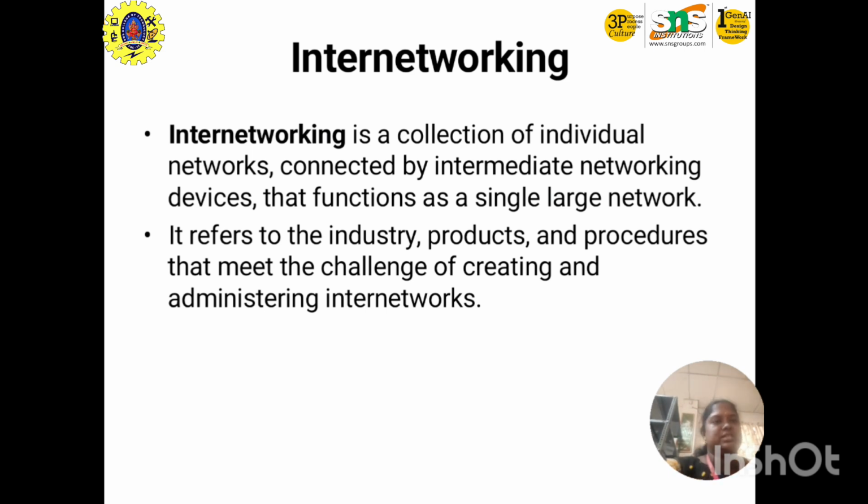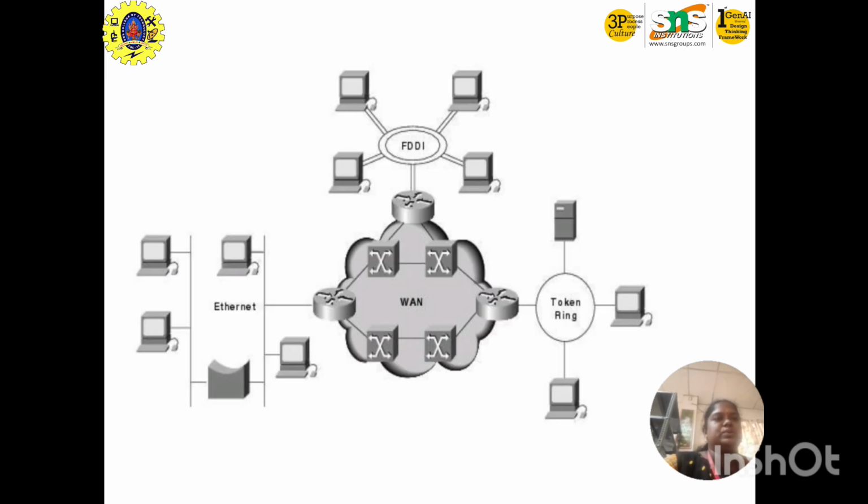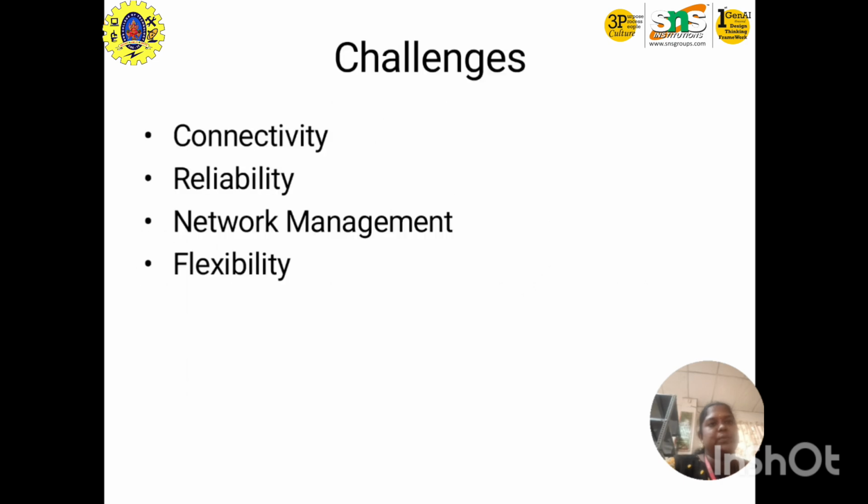Simply, internetworking is individual networks connected by intermediate networking devices. We have n number of networks all over the world. When they are connected, a single large network is formed as one. That is internetworking. In a diagram, if you have n number of devices connected with one WAN, that is internetworking.